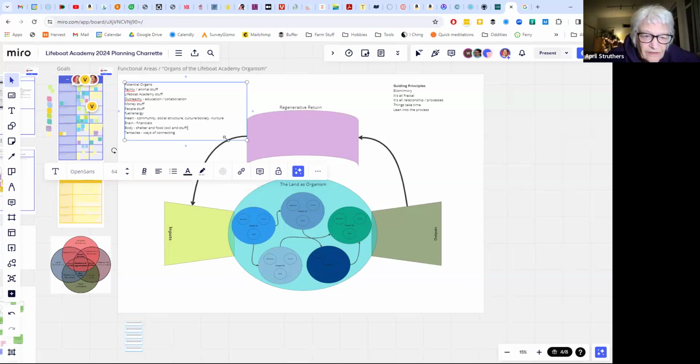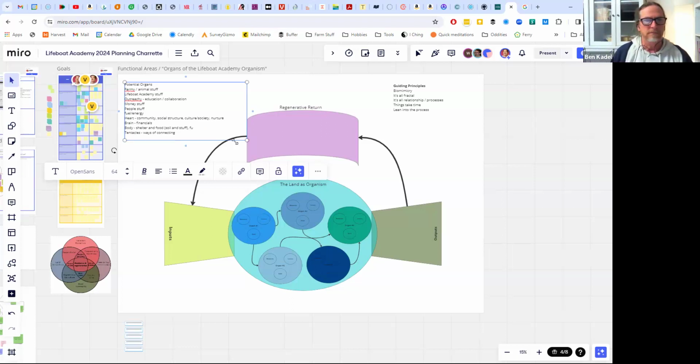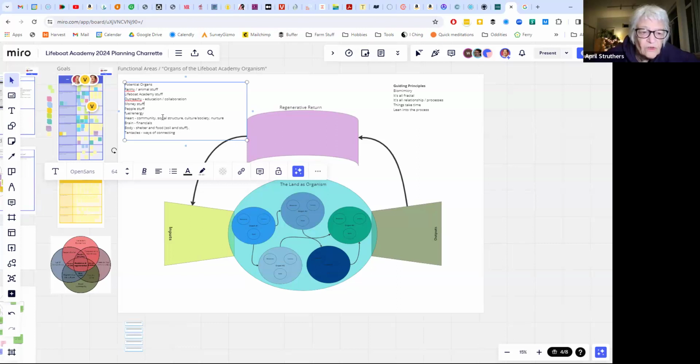And I wonder if the fuel and energy isn't actually the money included in there. It's not the only thing that provides fuel or energy, but it's more along those lines, really.